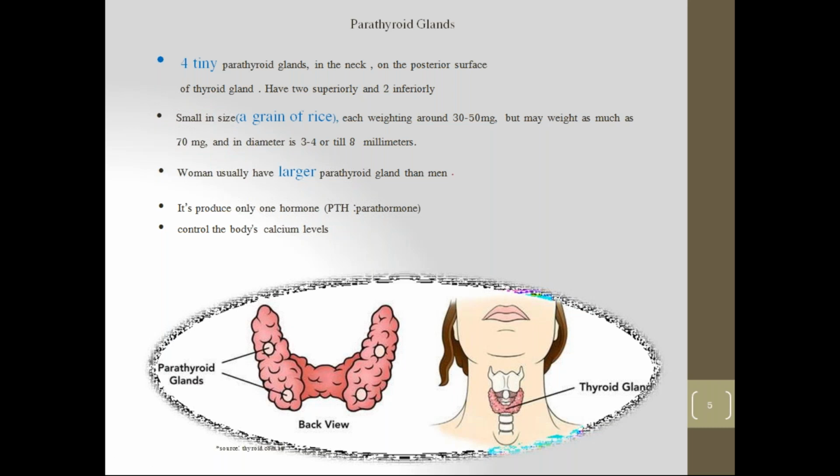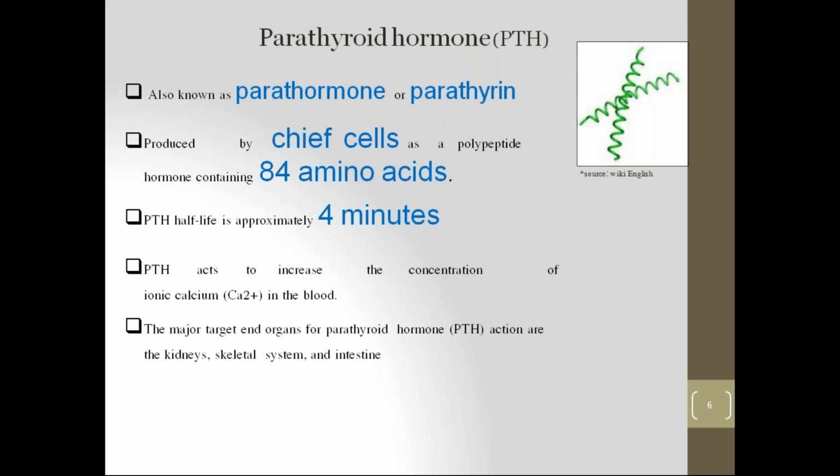Parathyroid hormone controls the body's calcium levels. Parathyroid hormone, also known as parathormone or parathyrin, is produced by chief cells as a polypeptide hormone containing 84 amino acids. The parathyroid hormone half-life is approximately 4 minutes. It acts to increase the concentration of ionic calcium in the blood. The major target end organs of its actions are the kidney, skeletal system, and intestine.